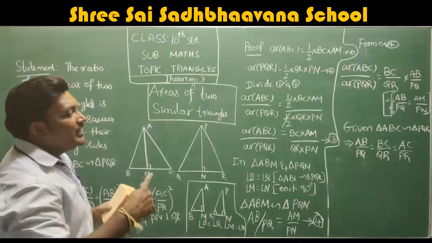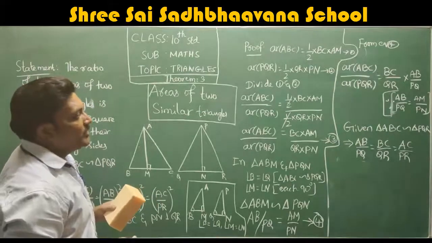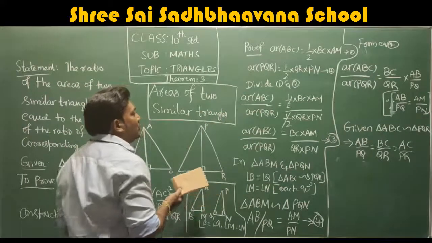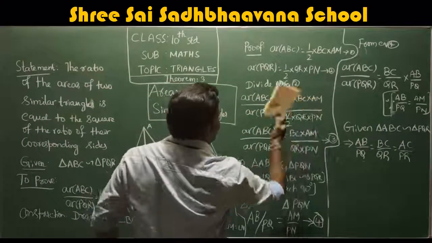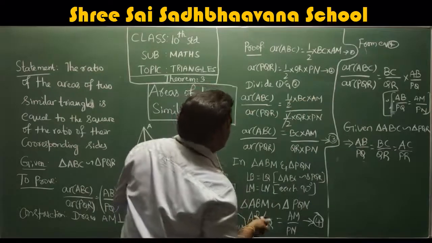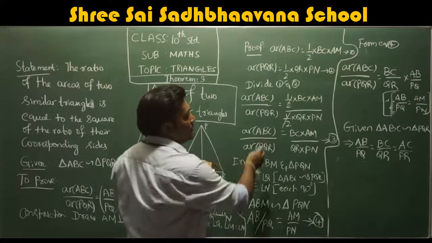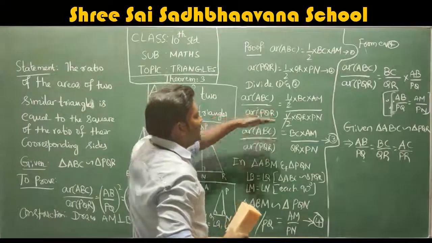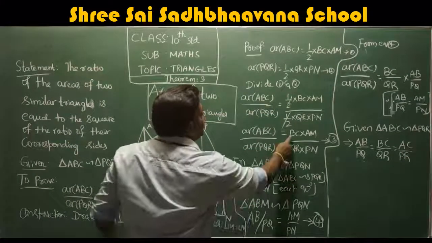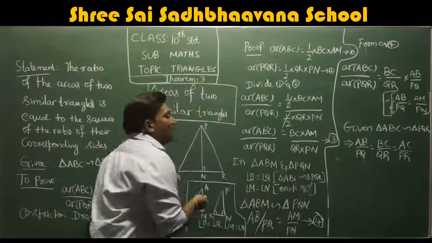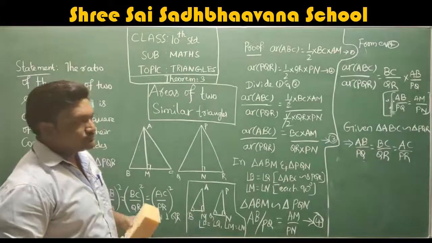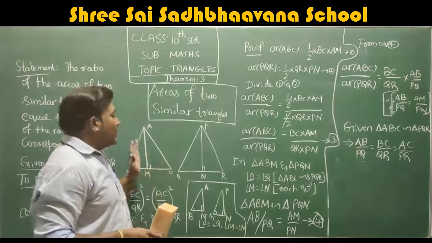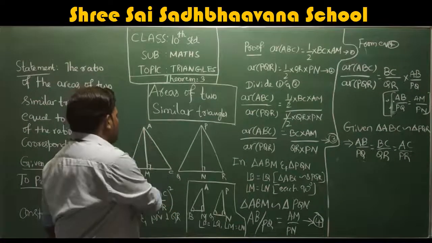What are we doing now? We are dividing equation 1 by equation 2. Area of triangle ABC by area of triangle PQR is equal to half into BC into AM divided by half into QR into PN. The half gets cancelled, and we are left with area of triangle ABC by area of triangle PQR equal to BC into AM divided by QR into PN.